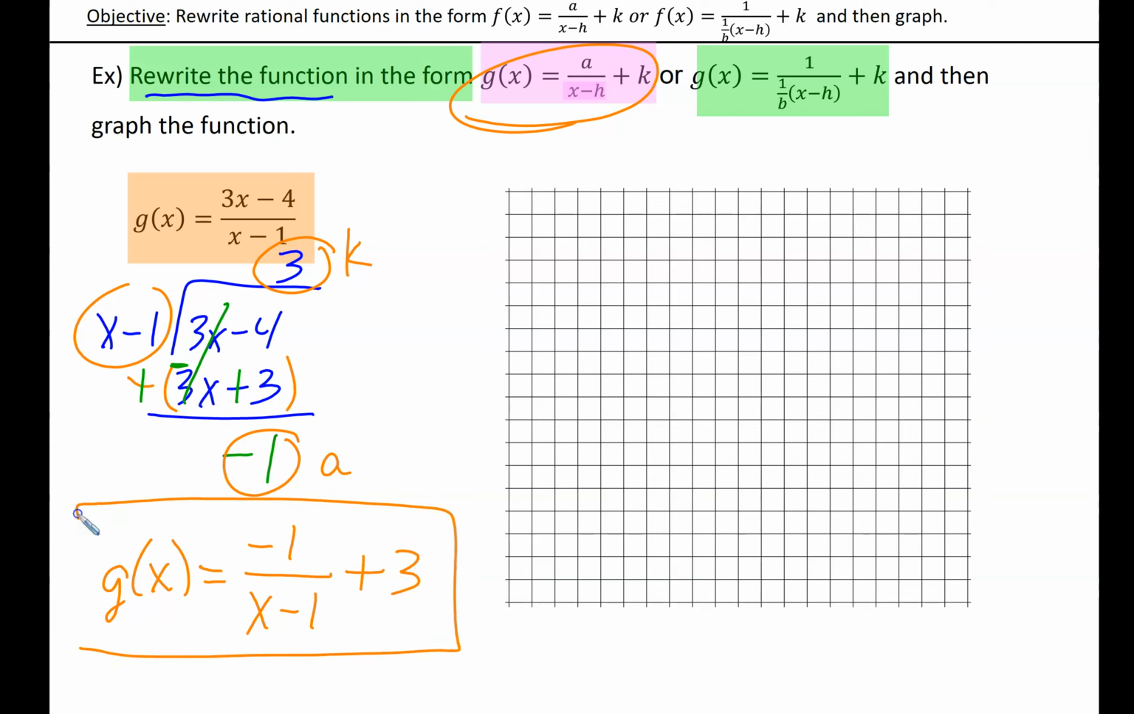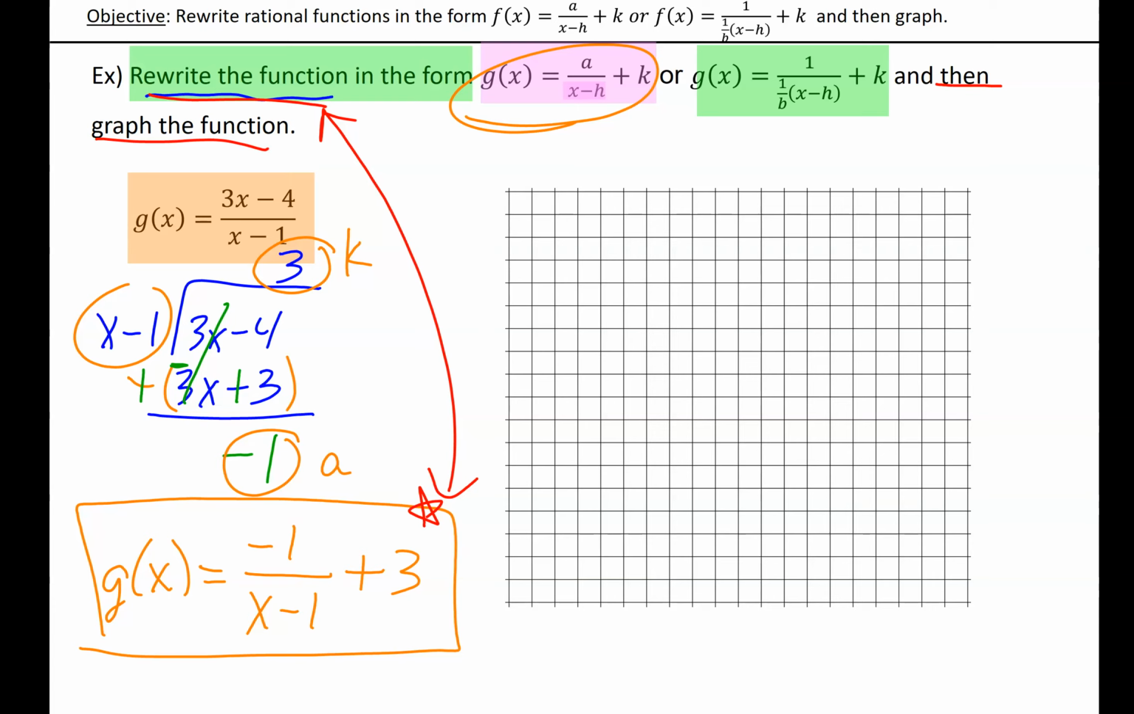Make sure, this is what I was saying people fail to do completely, make sure you have a function form here, that you don't just do the division, that you actually rewrite the function in the new form. So after this, we will be ready to graph the function based on our strategy from the previous lesson.